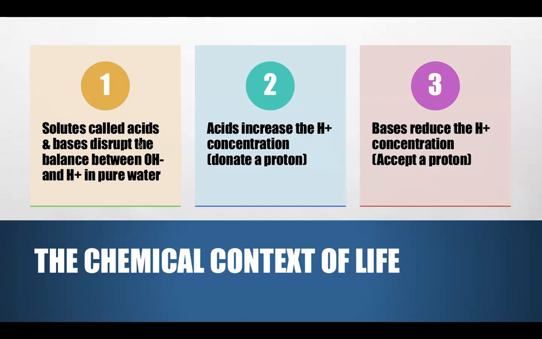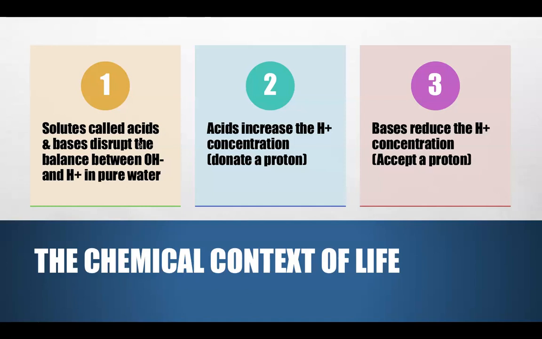So solutes called acids and bases disrupt the balance between the hydroxyl and the hydroxide in pure water. This is how we end up with what's known as our pH scale. pH, or percent hydrogen, is a measure of the number of hydrogen ions in a solution. If there is an increase in the hydrogen ions, we say that is acidic, and if there is a decrease in the hydrogen ions, we say that that is a basic solution. A before B, acids before bases.